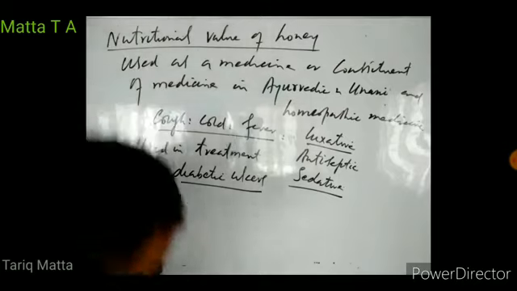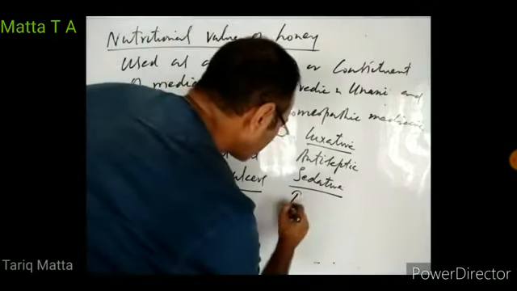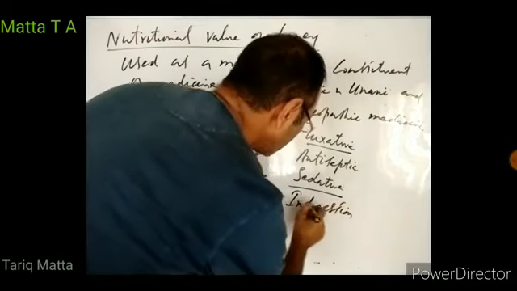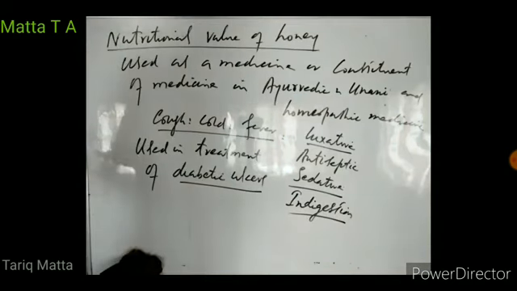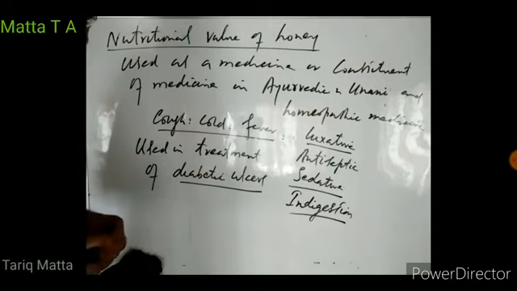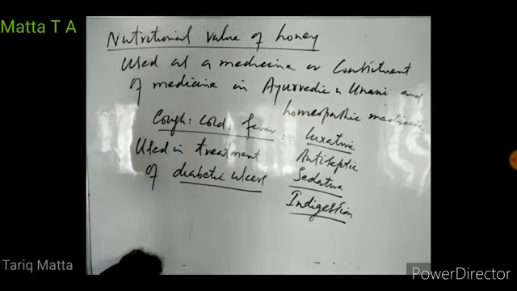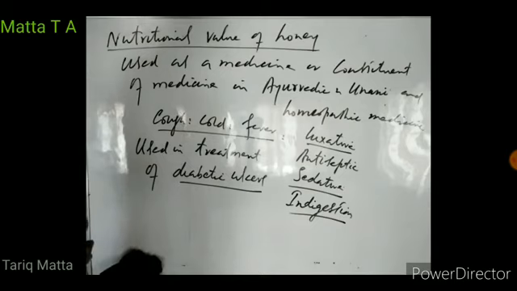It may be also used for treatment of indigestion. If a person is suffering from indigestion, the person should take honey. It helps him to get rid of that indigestion, right? So these are some uses of honey. Mostly honey is consumed as a food by people because it is rich in carbohydrates. So it provides a lot of energy. It keeps the body warm.